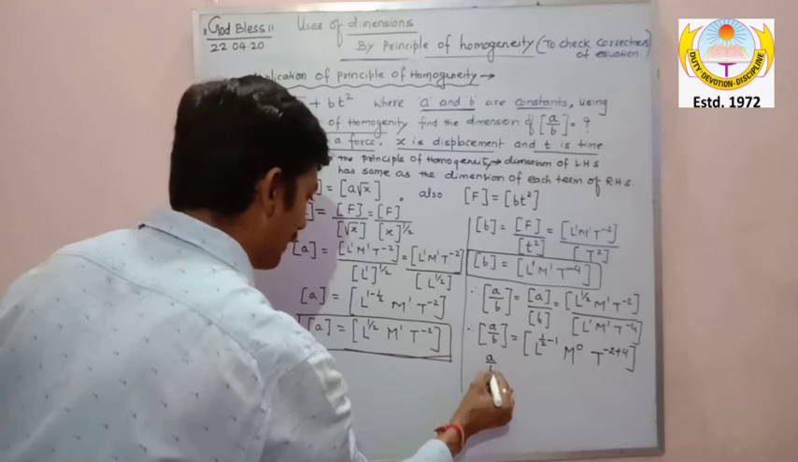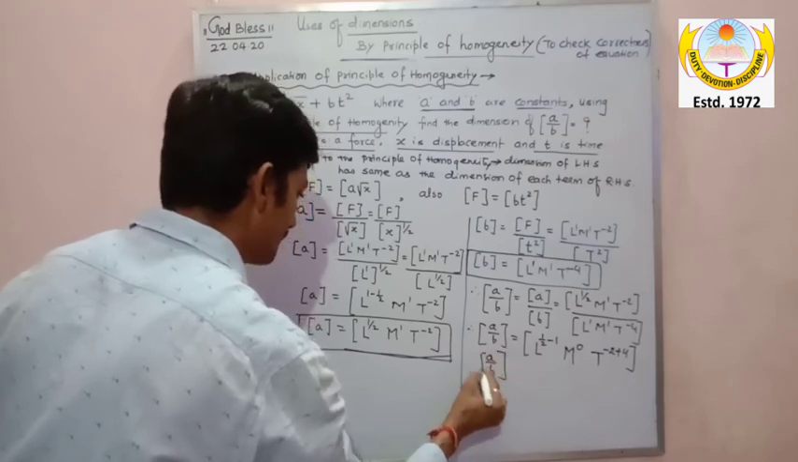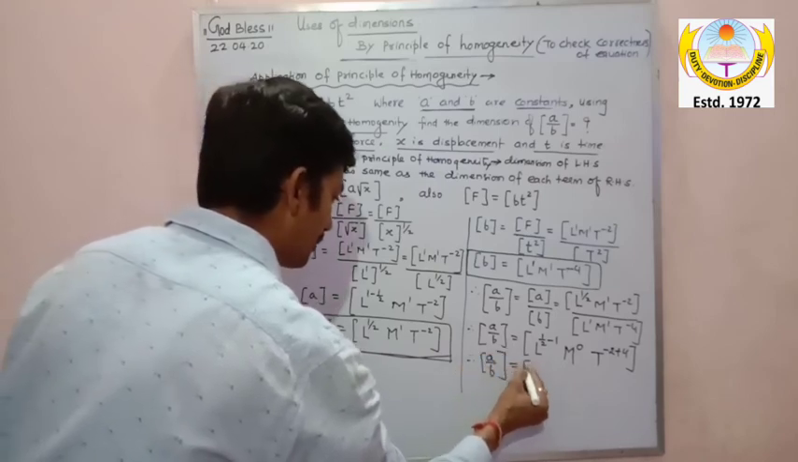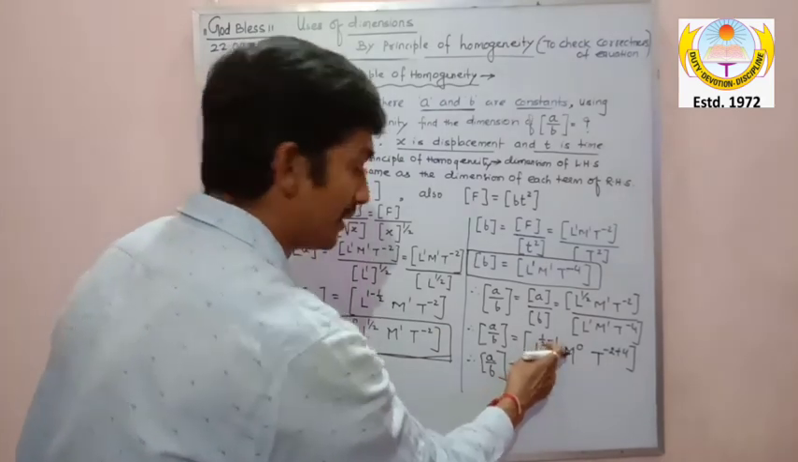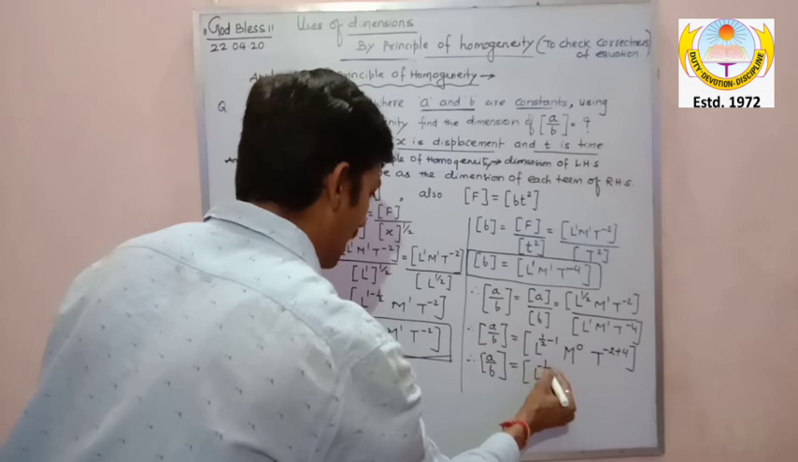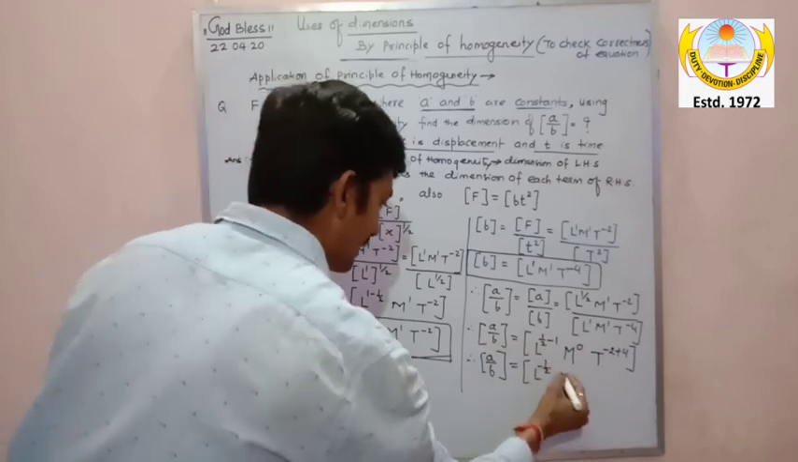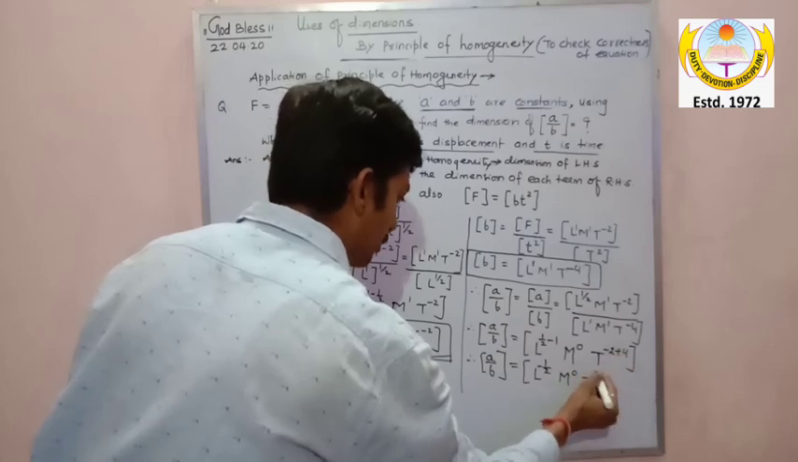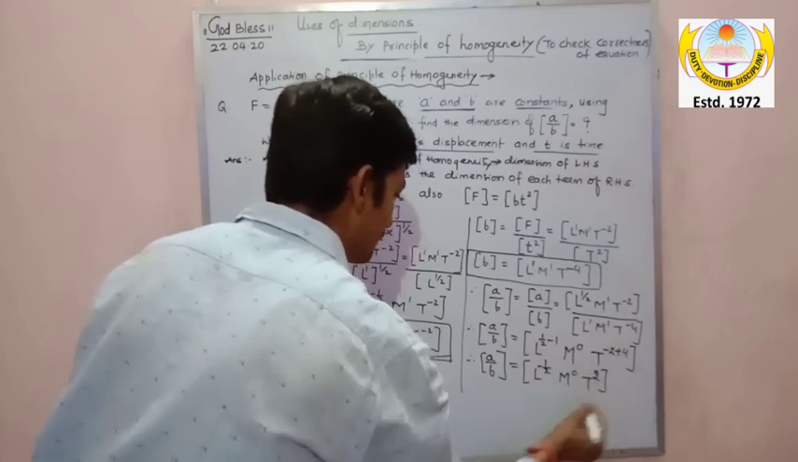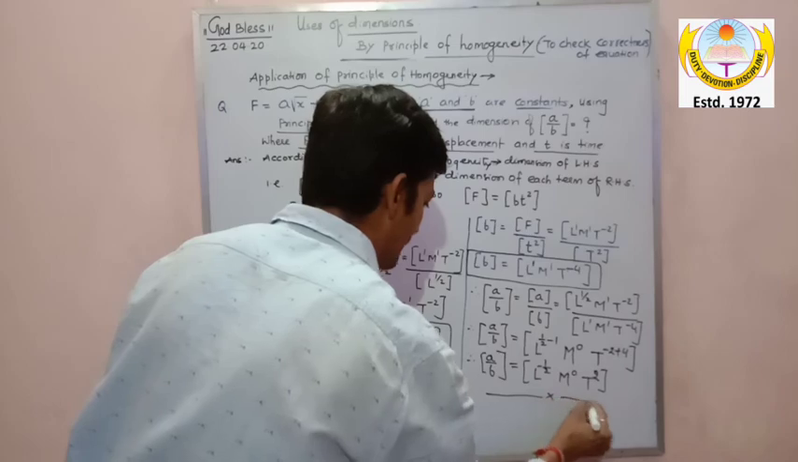So the dimension of A by B is equal to, now the final answer, half minus 1, and 1 is the bigger number, so it is L power minus half, M power 0, and here it is minus 2 plus 4, which will become 2. So this is your final answer.